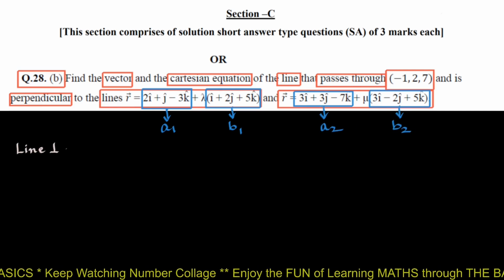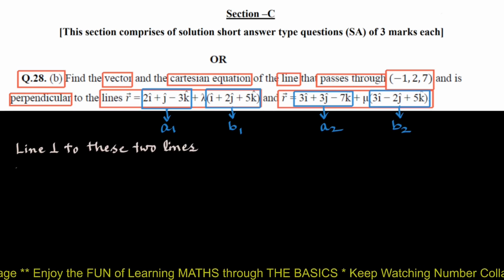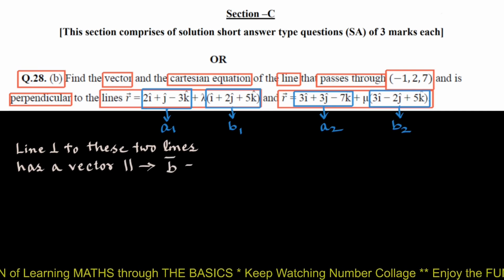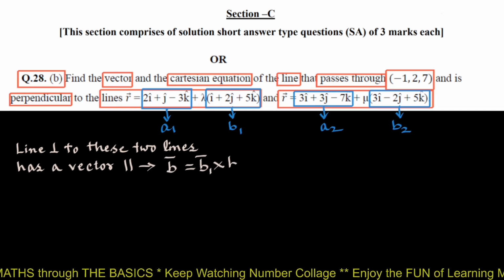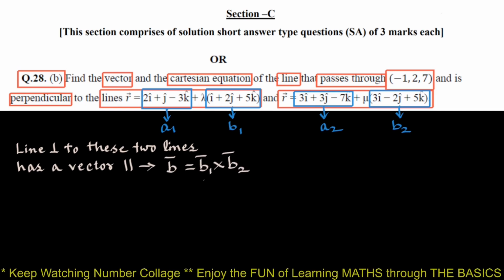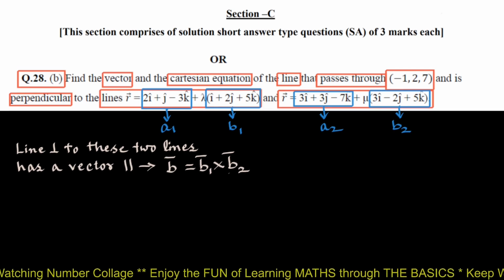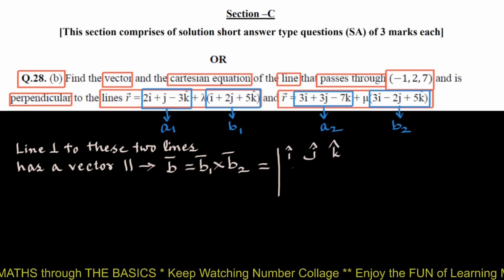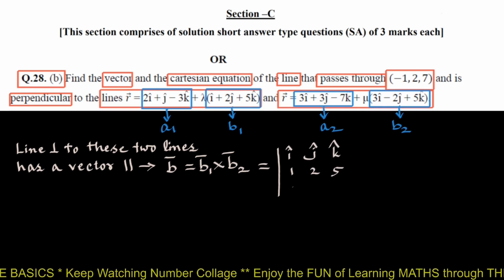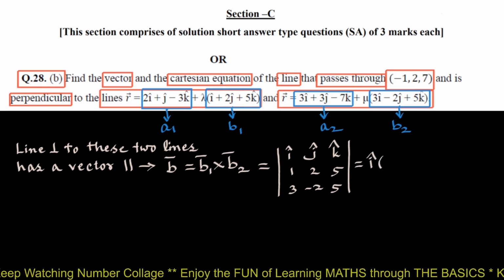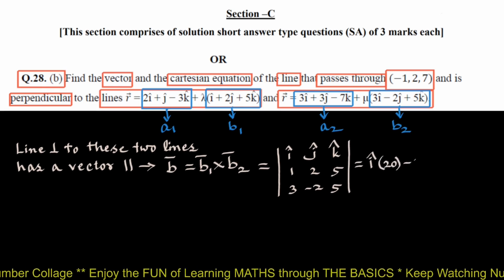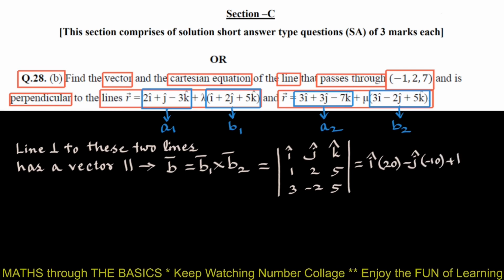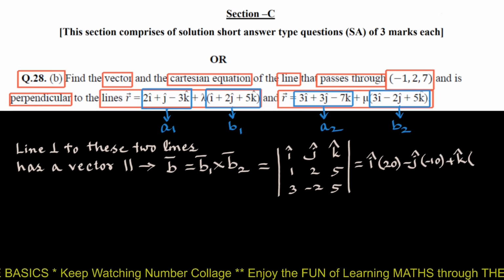Now the line perpendicular to these two lines has a parallel vector given by, say, B bar, which will be B1 bar cross B2 bar, because B bar will be perpendicular to the plane containing B1 bar and B2 bar, which will be the determinant i cap, j cap, k cap, 1 2 5, 3 minus 2 5, which is i cap times 10 plus 10, 20, minus j cap times 5 minus 15, minus 10, plus k cap times minus 2 minus 6, minus 8.